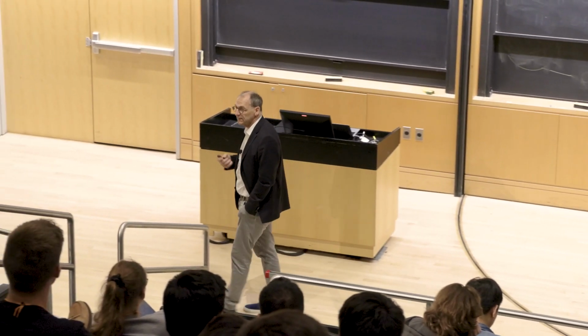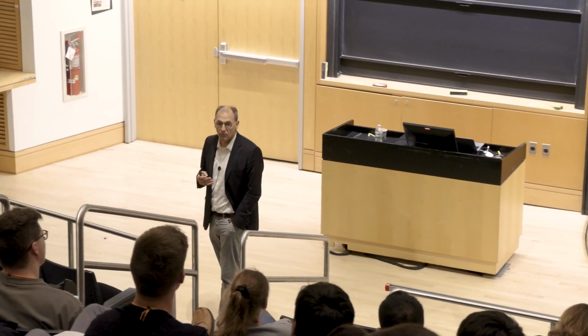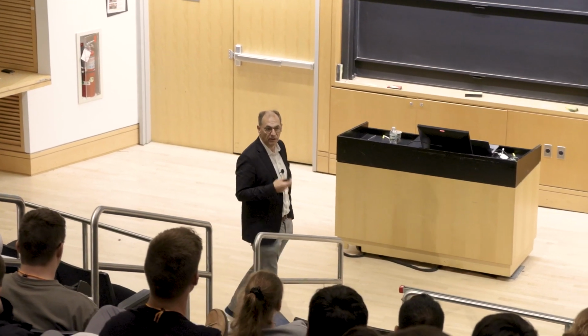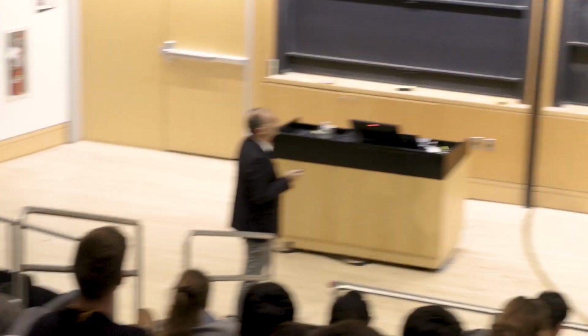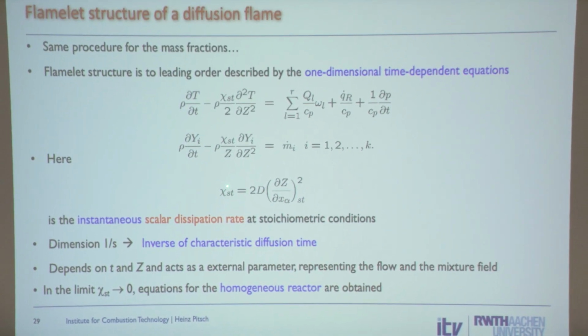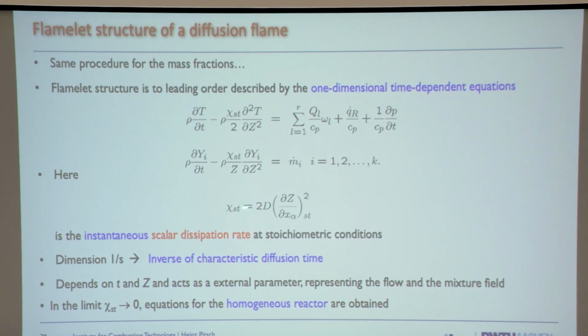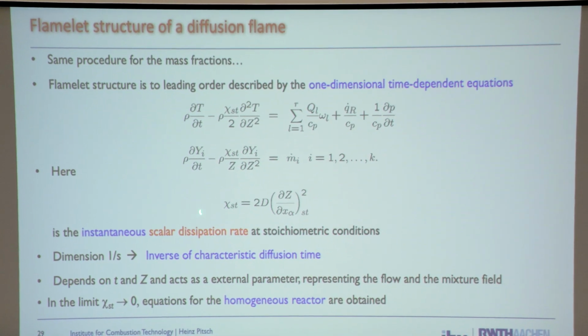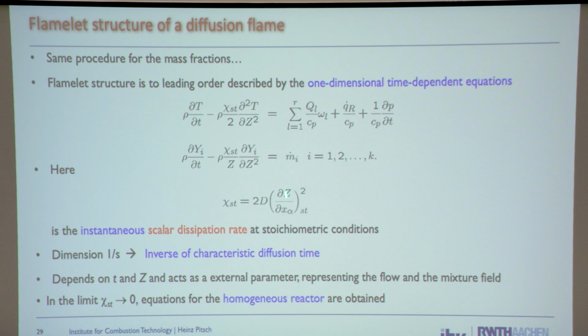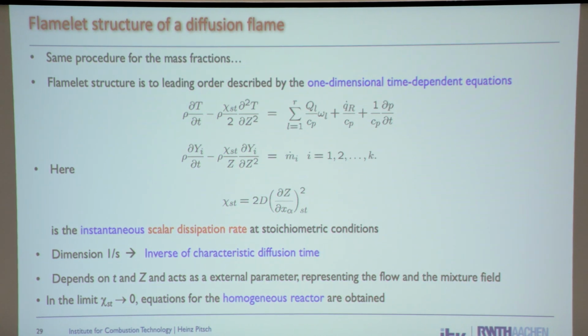It turns out this is the local mixing rate. This is the rate at which molecular mixing takes place, the rate at which fuel and air mix locally. If this is high, then they mix very fast. If it's low, they don't mix very fast. Of course, it's related to the gradients. We said earlier, if the gradients are high, mixing is fast. If gradients are low, then mixing is slow.